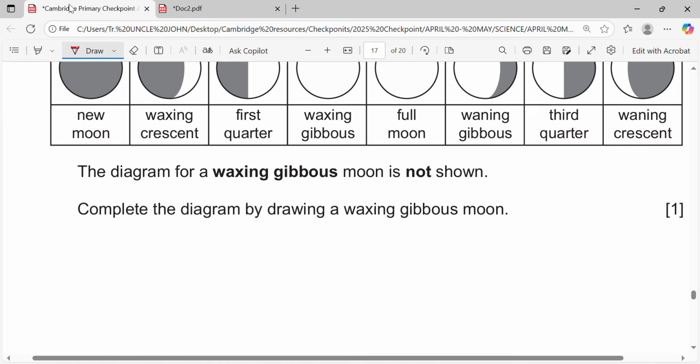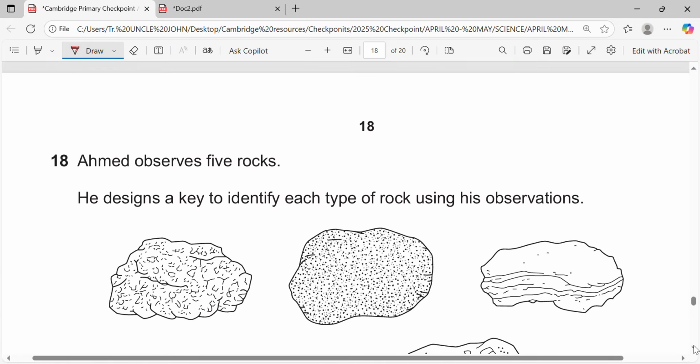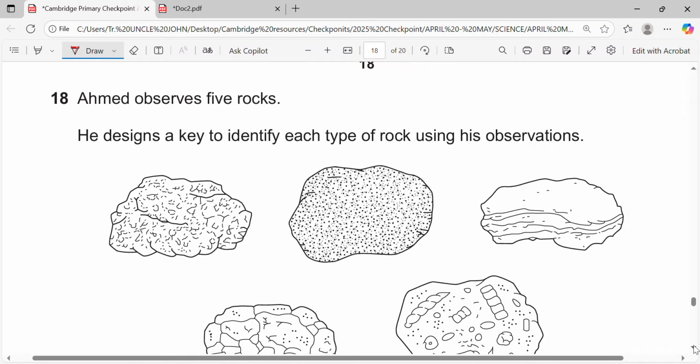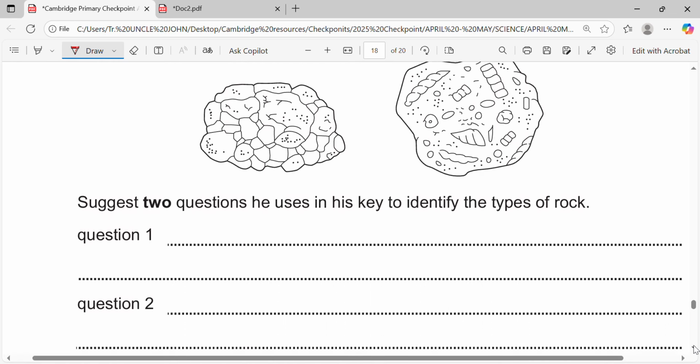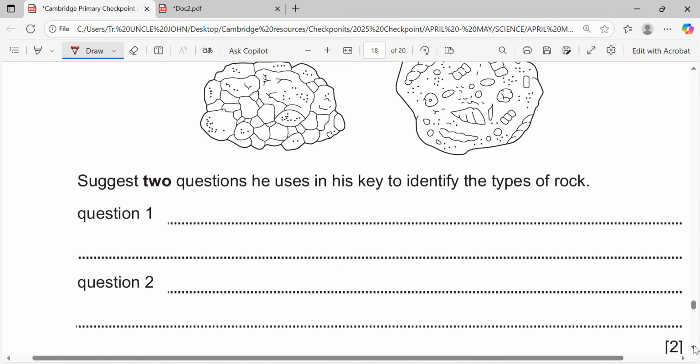So we can go to number 18. Ahmed observes 5 rocks. He designs a key to identify each type of rock using these observations. Suggest 2 questions he uses in his key to identify the types of rock.